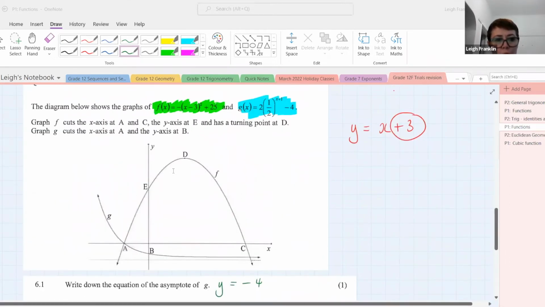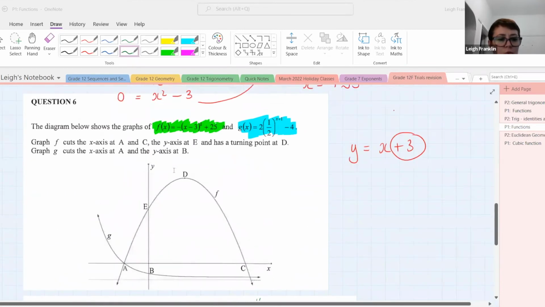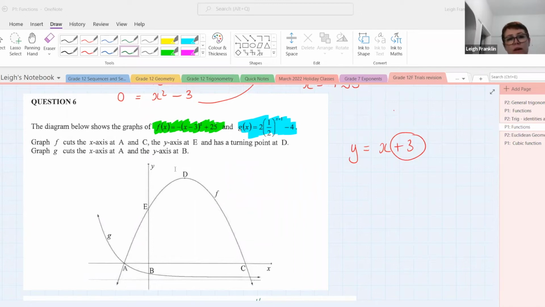Question 6.2. What do they want us to do? Write down the coordinates of D. I'm going to let you guys do that, and then you can share your answer in the chat. What are the coordinates at D? Yep, the turning point, quite right. Anyone got the coordinates at D? There we go, Maya, well done. Yes, Luyanda, good. Yes, Ntebogen, nice.